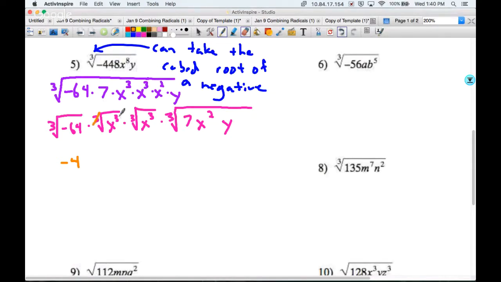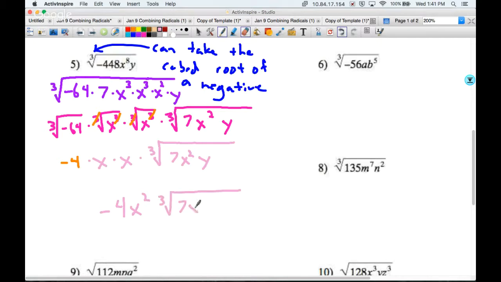All right, we got some power negation that happens. And we're left with x times x times the cubed root of 7x squared y. This becomes negative 4x squared cubed root of 7x squared y. And that right there is our final answer.